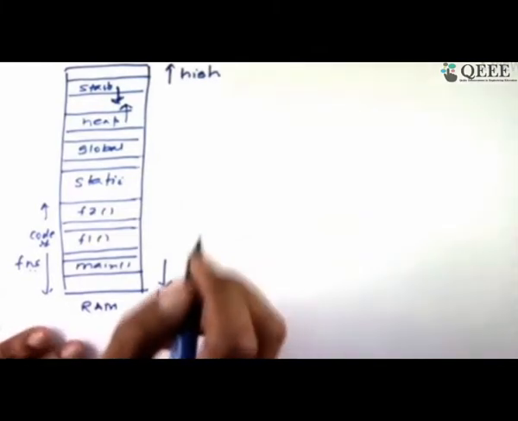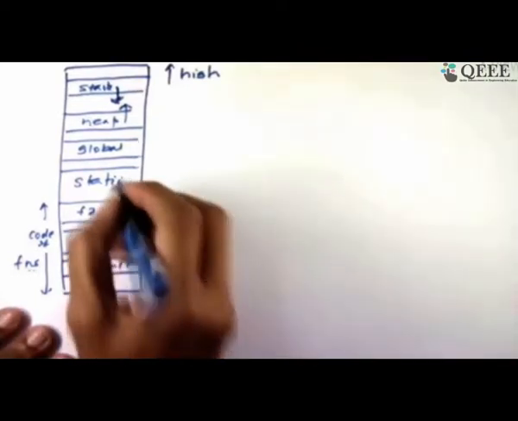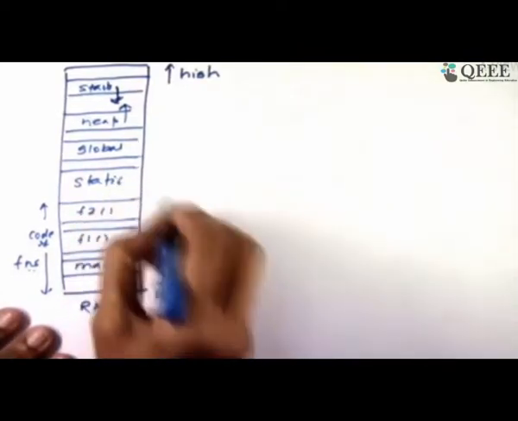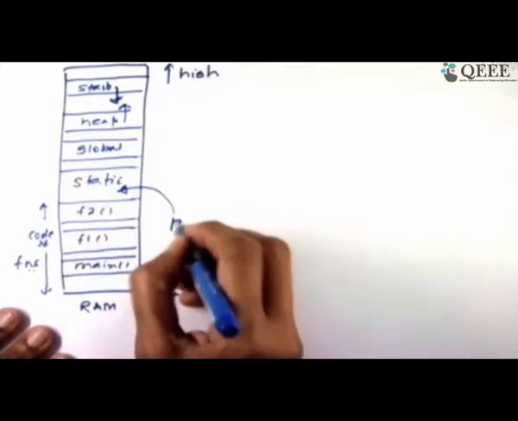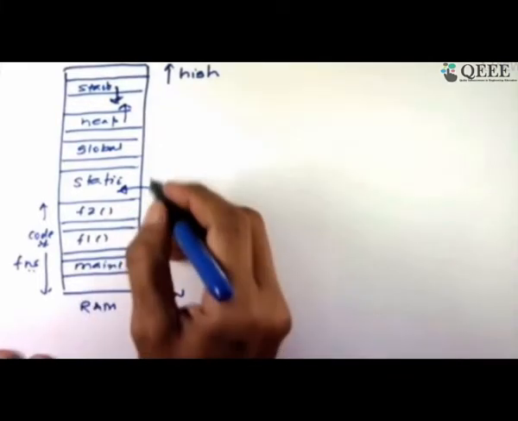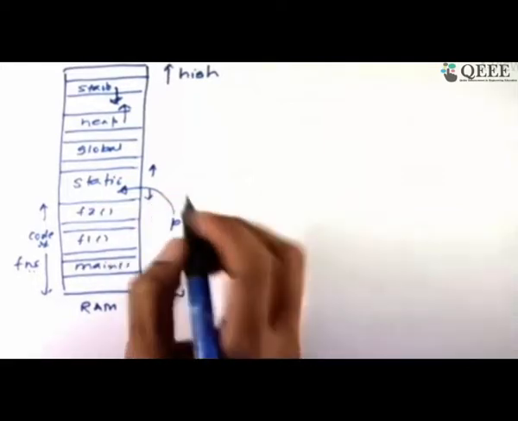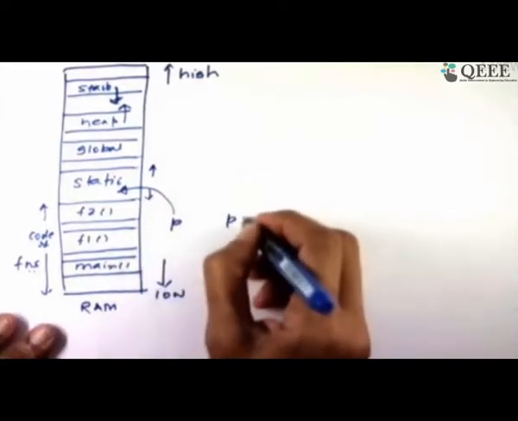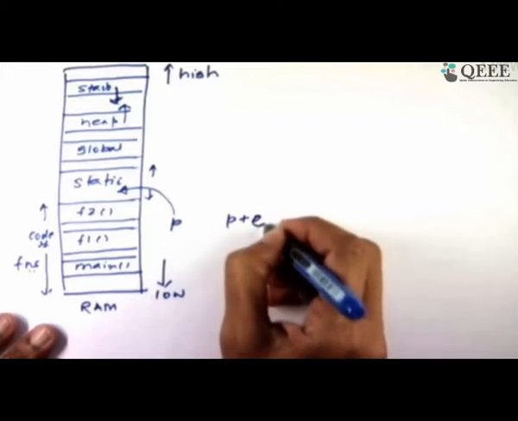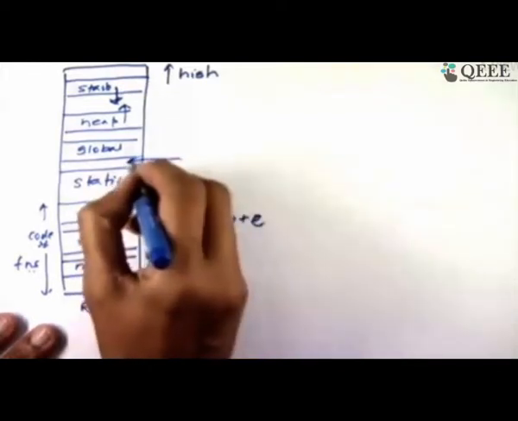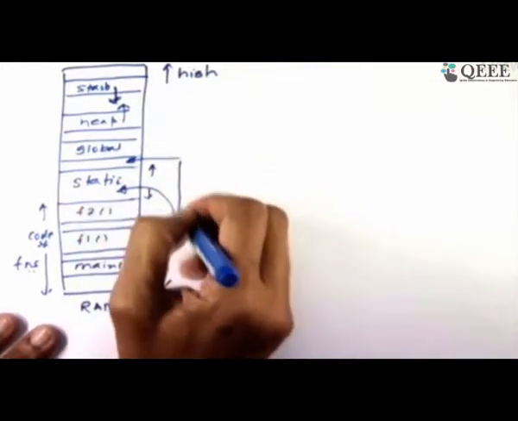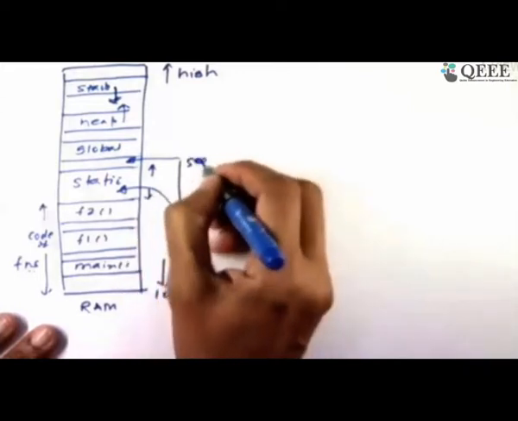Now, assume that you have a pointer to the static area. There is a pointer P to the static area. Now this P can look at any address in this range, whatever the range is. But if you take P and do some increment with P, in some C code, and this produces a memory reference here, then this is a segmentation fault.